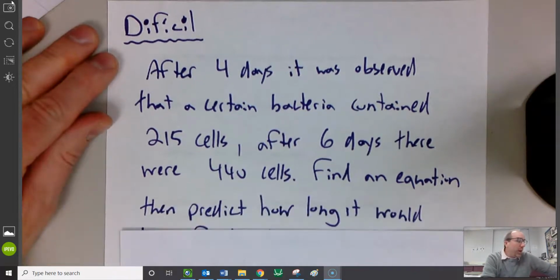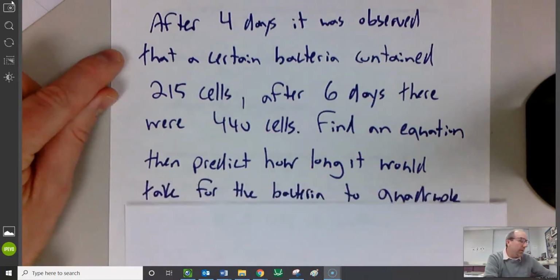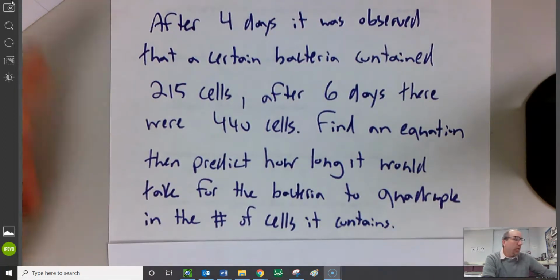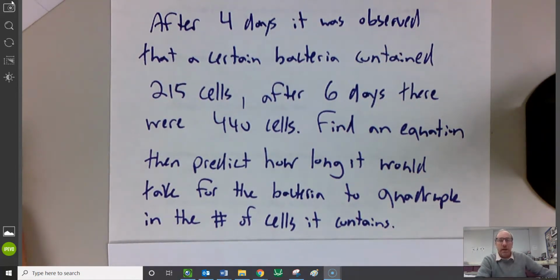We want to find an equation that we can use to predict how long it would take and how many there are after a certain amount of time. So the final task: you find an equation, then predict how long it would take for the bacteria to quadruple in size, quadruple the number of cells it contains.